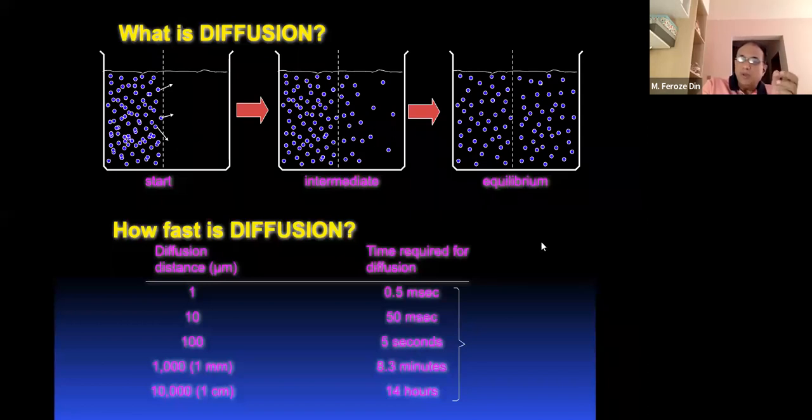This is very important because you will see diffusion as a principle of physics is how gases are going to move across semi-permeable membranes. So you can see that if the distance is only 1 micron, it takes about 0.5 milliseconds, rather fast. Diffusion occurs rather fast. It's beneficial for the exchange of gases.